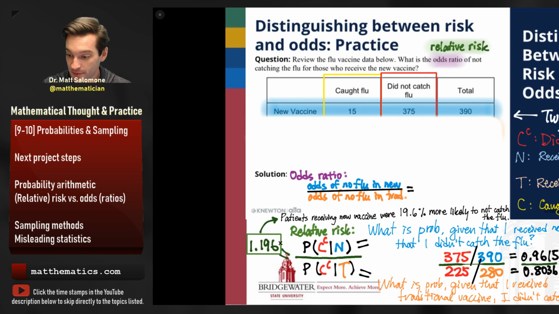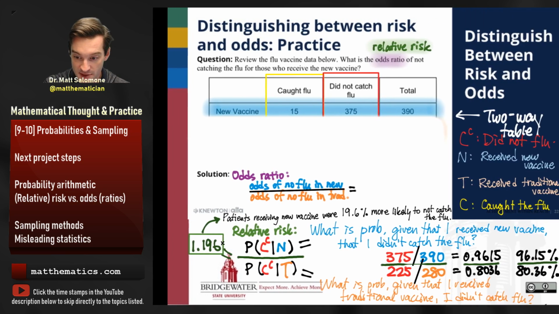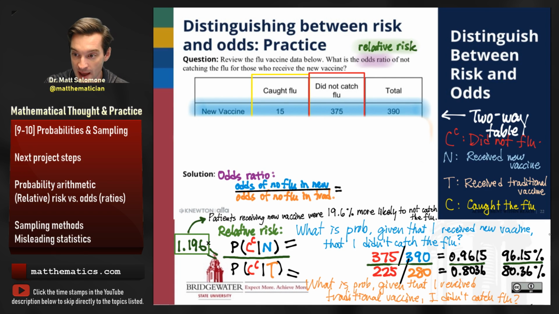So to get these odds, instead of dividing the 375 who didn't catch the flu by 390, as we did when we were finding the relative risk, now I want to divide that 375 number of occurrences by the number of non-occurrences of not catching the flu. In other words, the number of occurrences of catching the flu. 375 divided by 15. So that's how I'm going to get my numerator up here. Because now that becomes an odds rather than a probability or a risk.